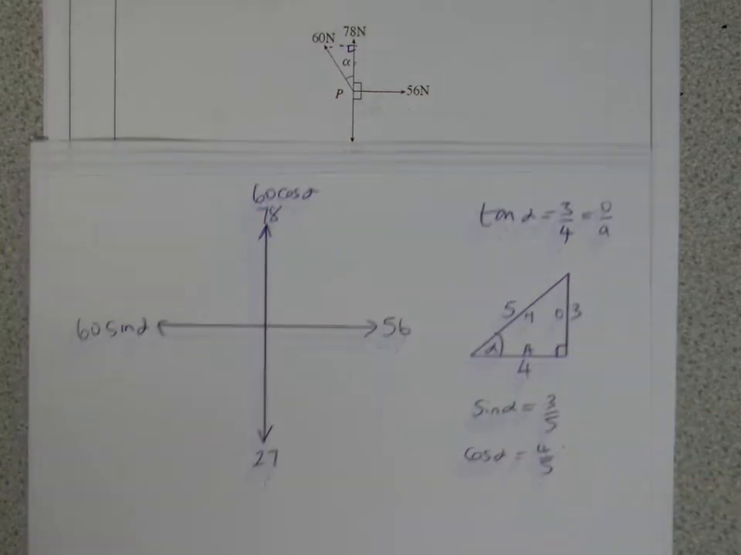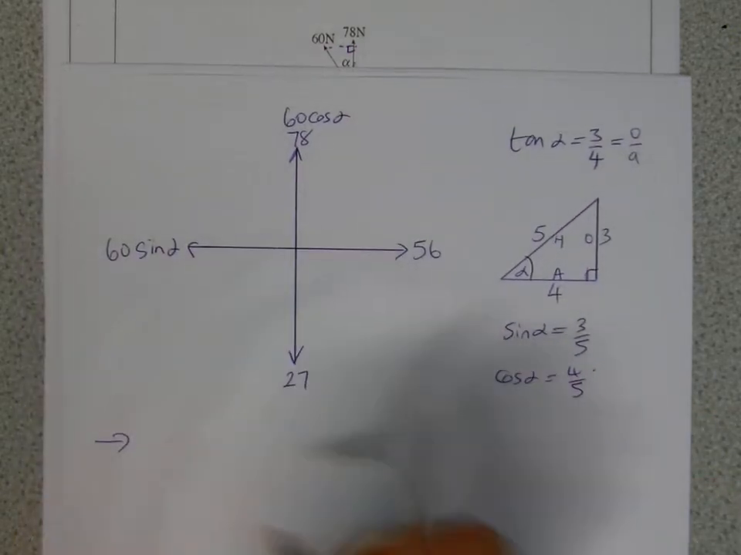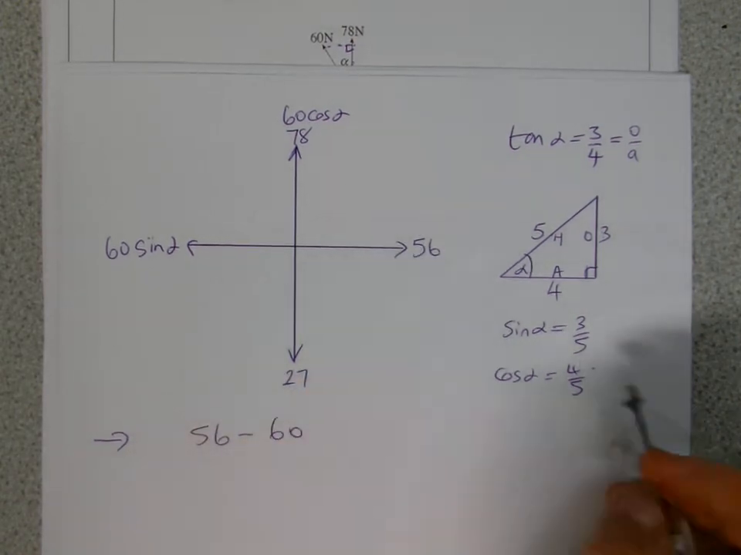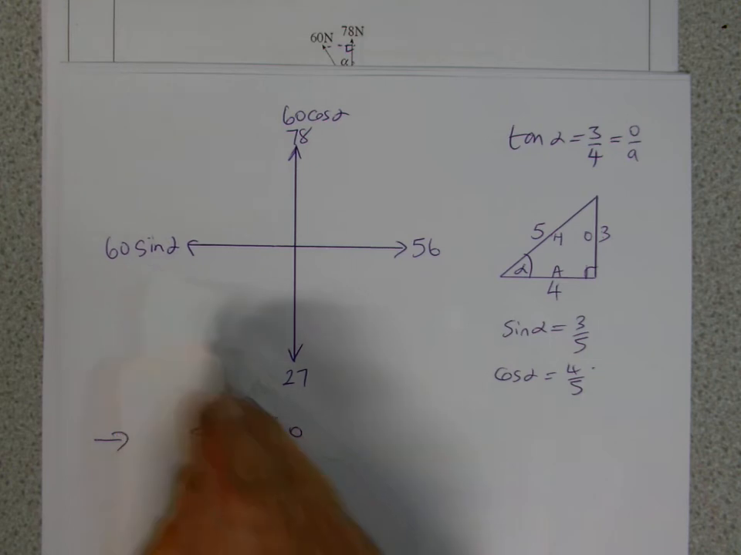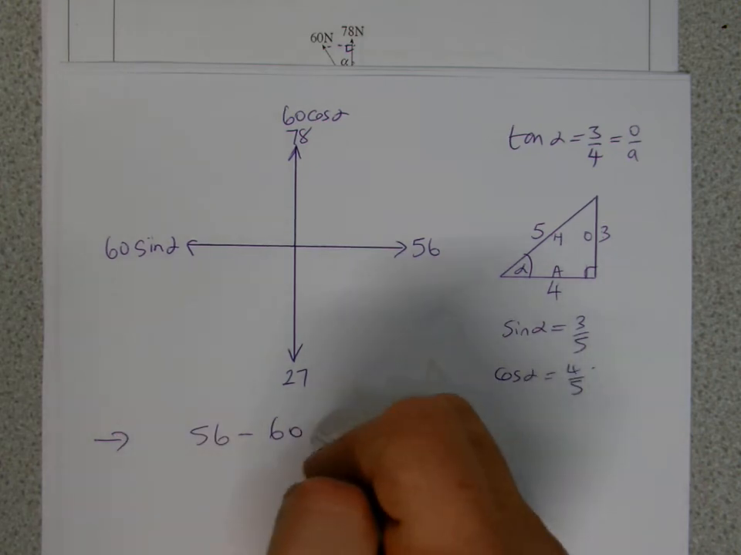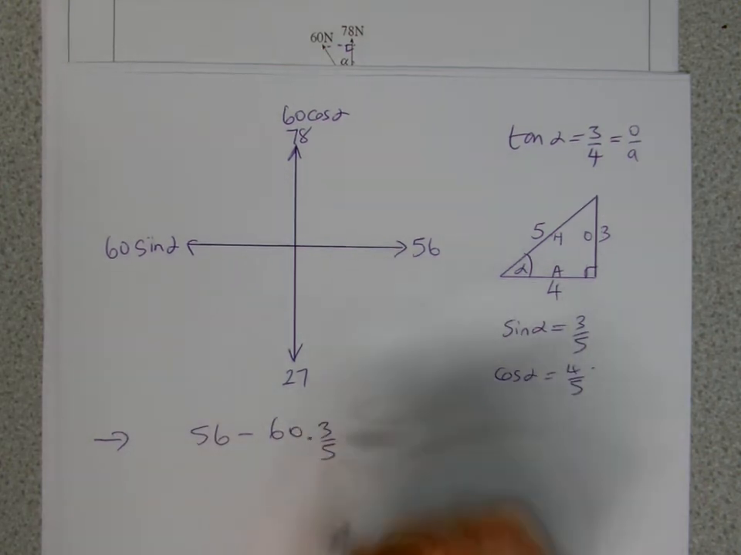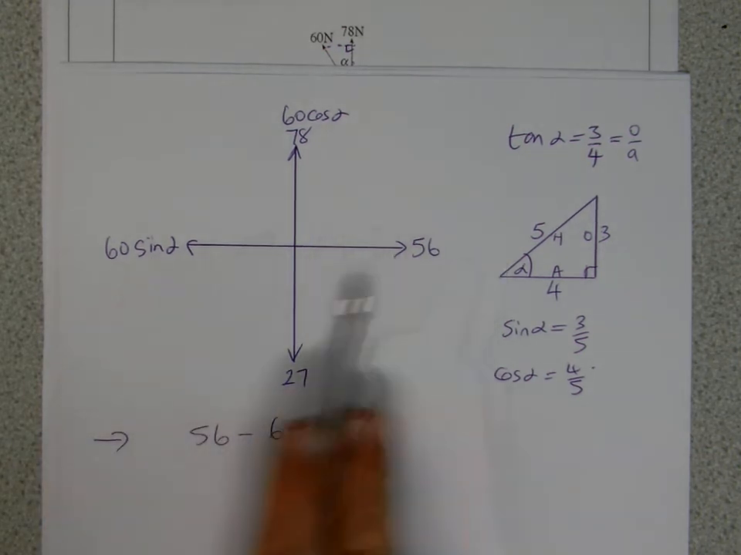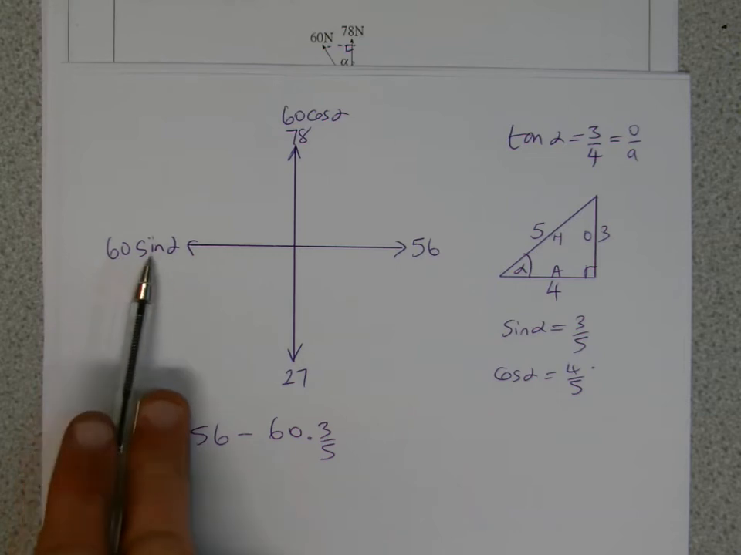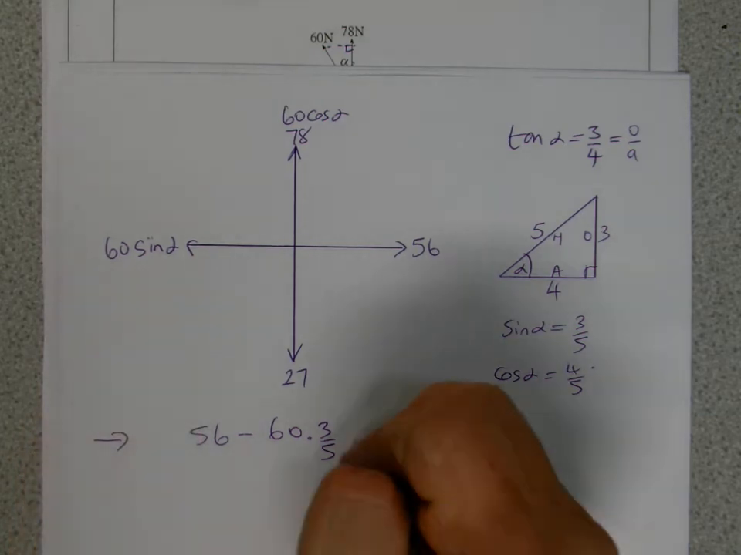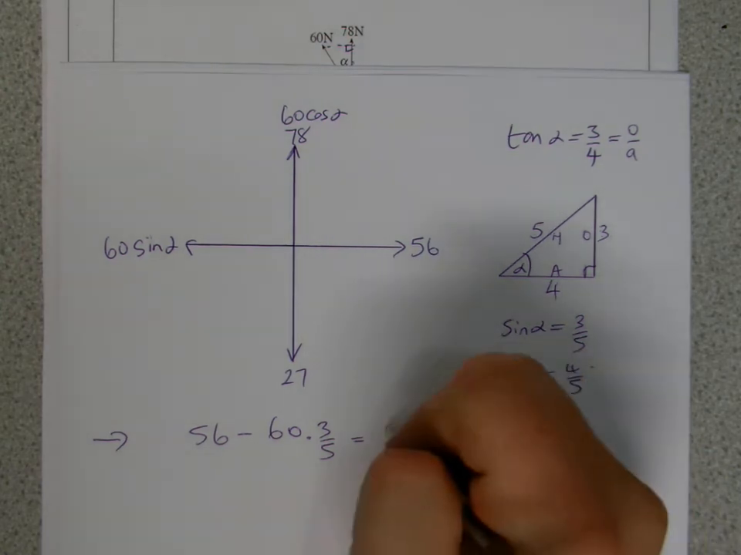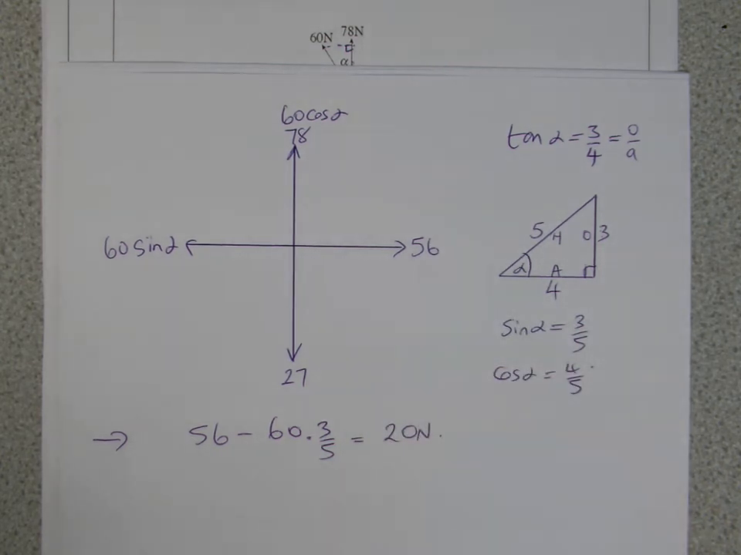Okay, so let's resolve along the x direction. So we've got 56, take away 60 sine alpha. With sine alpha, instead of writing sine alpha, I could put 3/5, couldn't I? Yeah, straight away. So we could say times 3/5. Okay, that's what it is, isn't it? So 56 going that way, take away 60 times 3/5 for sine alpha. And let's work that out. And we get 20, okay, 20 newtons.